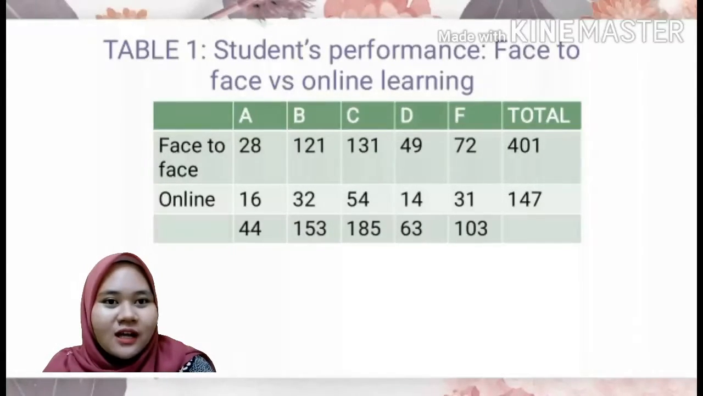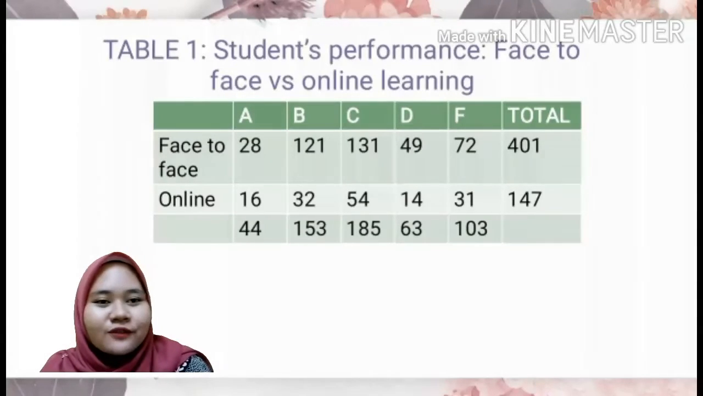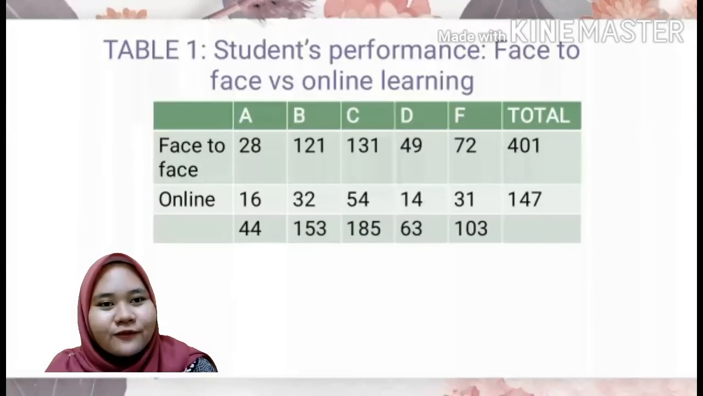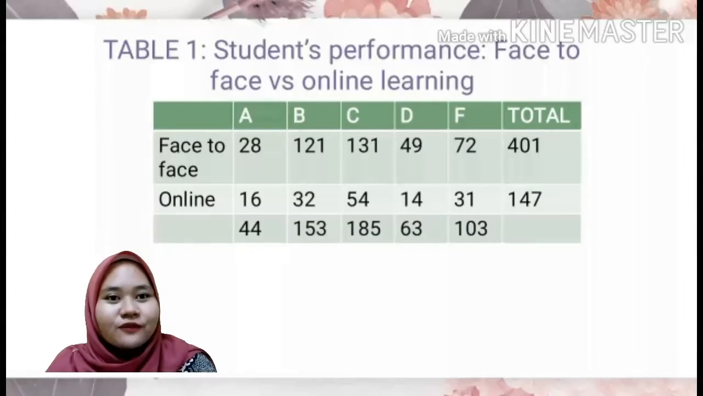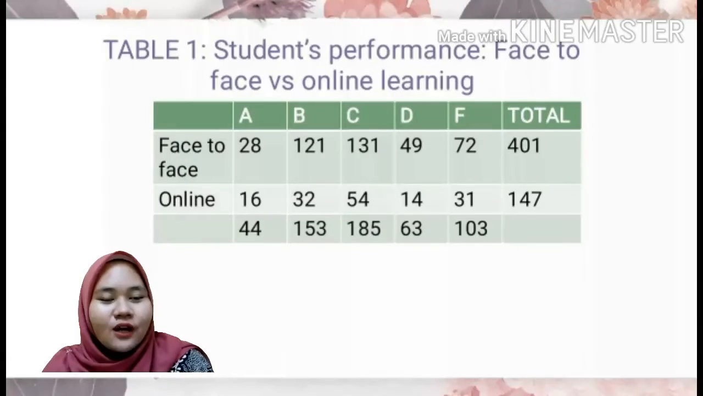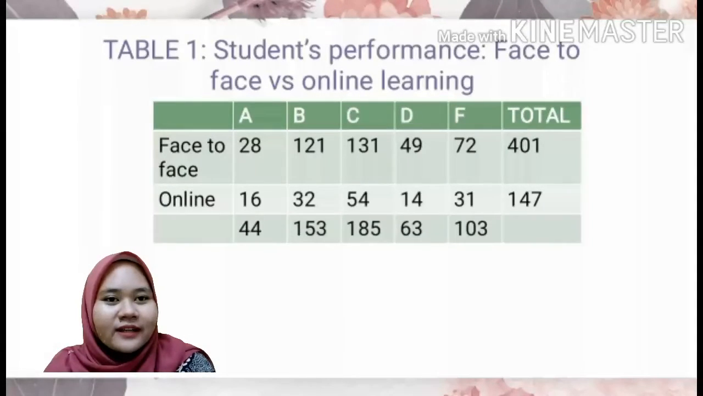And for category D, face-to-face 49 and online 14. And lastly, for category F, face-to-face has 72 and online has 31. So in total, face-to-face has 401 and online just has 147. So we can see that face-to-face learning is more effective than online learning.